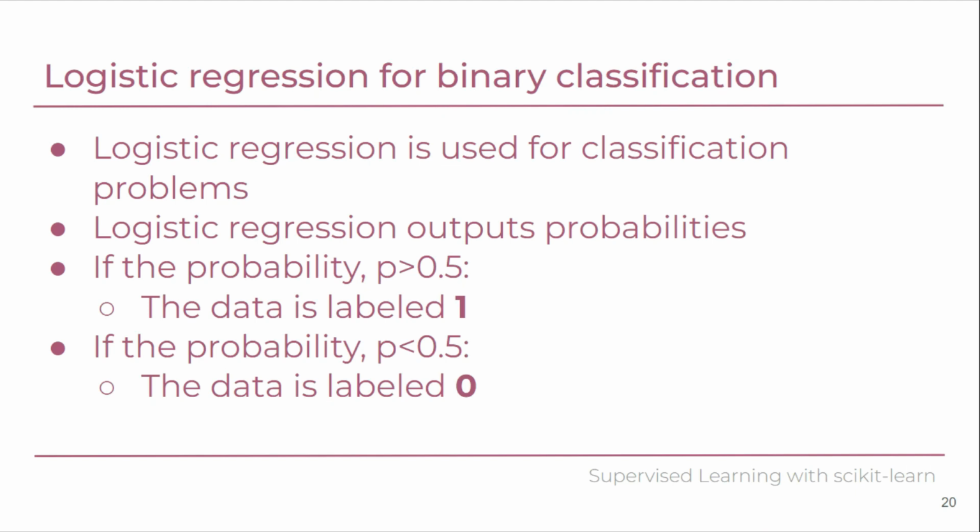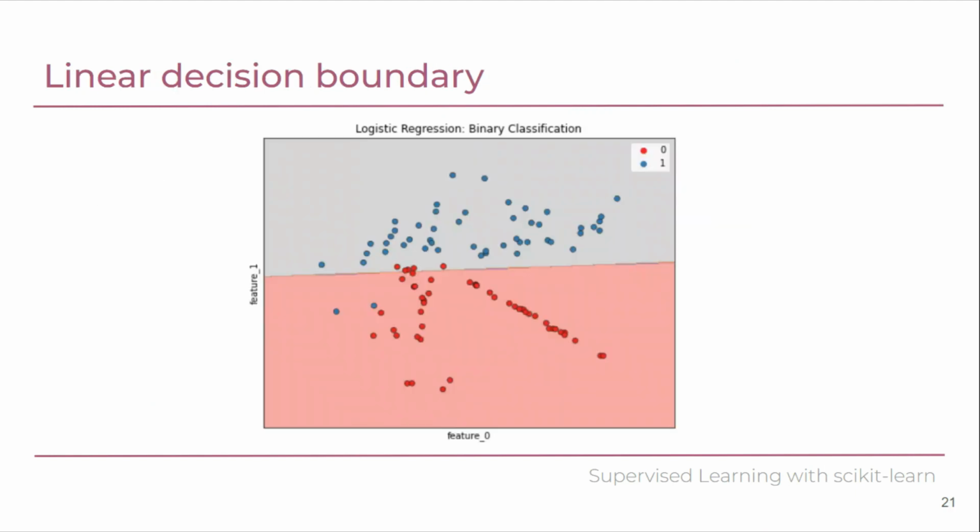Using our diabetes dataset as an example, if p is more than or equal to 0.5, we label the data as 1, representing a prediction that an individual is more likely to have diabetes. If p is less than 0.5, we label it 0 to represent that they are more likely to not have diabetes. Note that logistic regression produces a linear decision boundary, as we can see in this image.